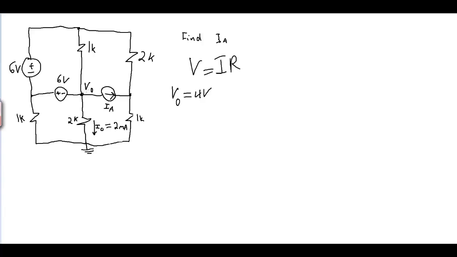Now, since we know V0 has 4 volts, and this is a 6 volt source, the 6 volt source will bring us up to 10 volts over here. Is that like a supernode? Yeah, that's what a supernode is. It's when two nodes are connected by a voltage source, you can just add it up, bring it up.